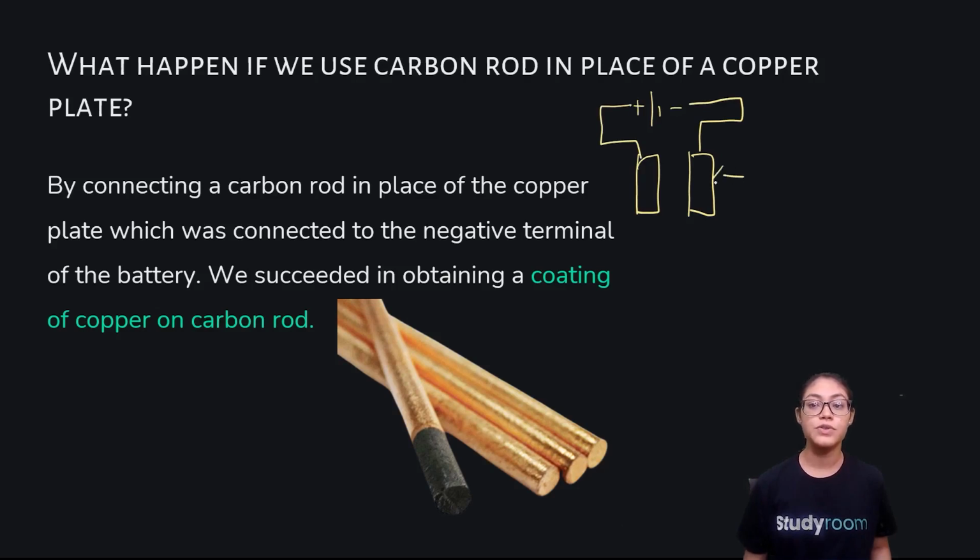Here, suppose this is not a copper rod and this is a carbon rod, what happens then? By connecting a carbon rod in place of the copper plate, which was connected to the negative terminal of the battery, we succeed in obtaining a coat of copper on the carbon rod. The same procedure takes place, that is, the copper gets deposited on the carbon rod that is connected to the negative terminal of the battery, right?